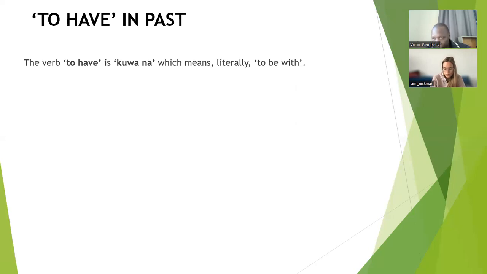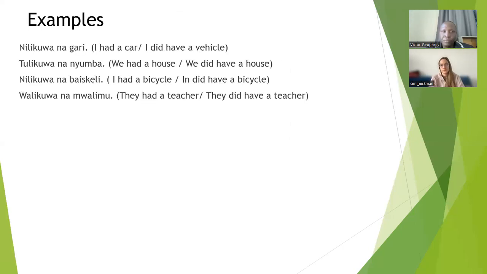You get it? So here is where we use kuwa. The other kuwa that you were asking about is here. It can be kuwa or kuwa na, depending on the sentence. Take the example here, nilikuwa na gari. So ni is the prefix for the pronoun I, mimi. Li, that is the prefix for what? Past tense. Yes. Then kuwa na, that is the verb to have.